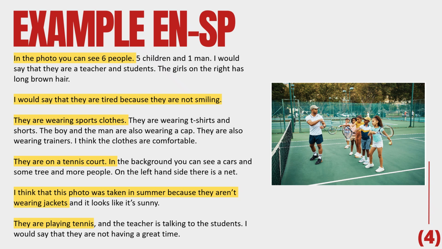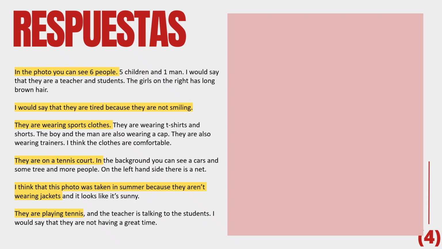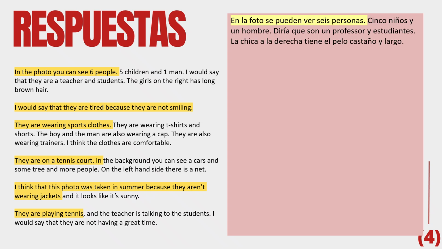Okay. So here we have number 1. En la foto se pueden ver 6 personas. Pueden because there are multiple people. 5 niños y un hombre. Diría que son un profesor, sorry, that should have 1 S, profesor y estudiantes.